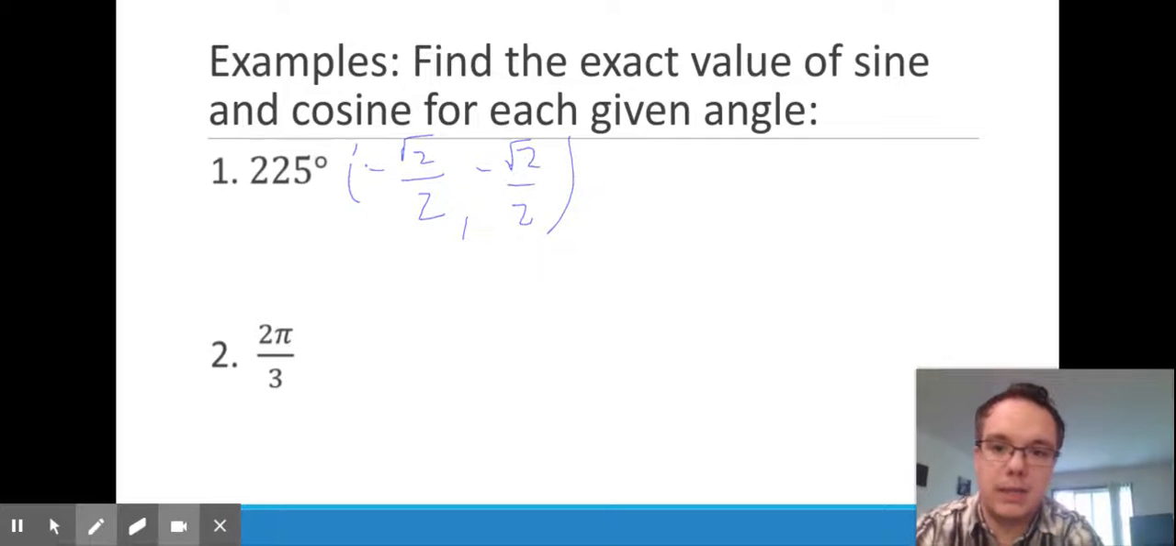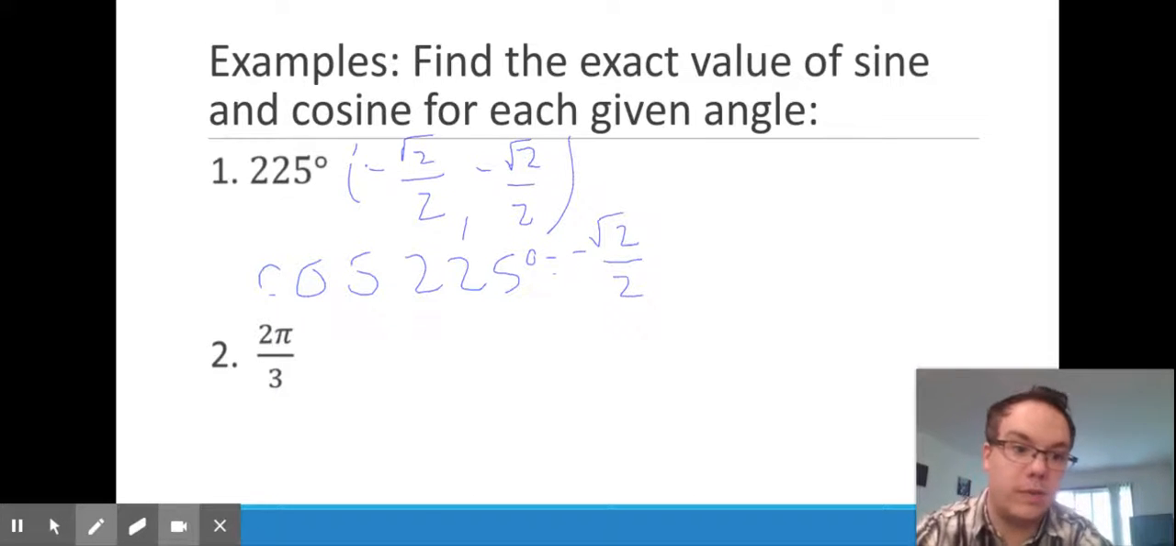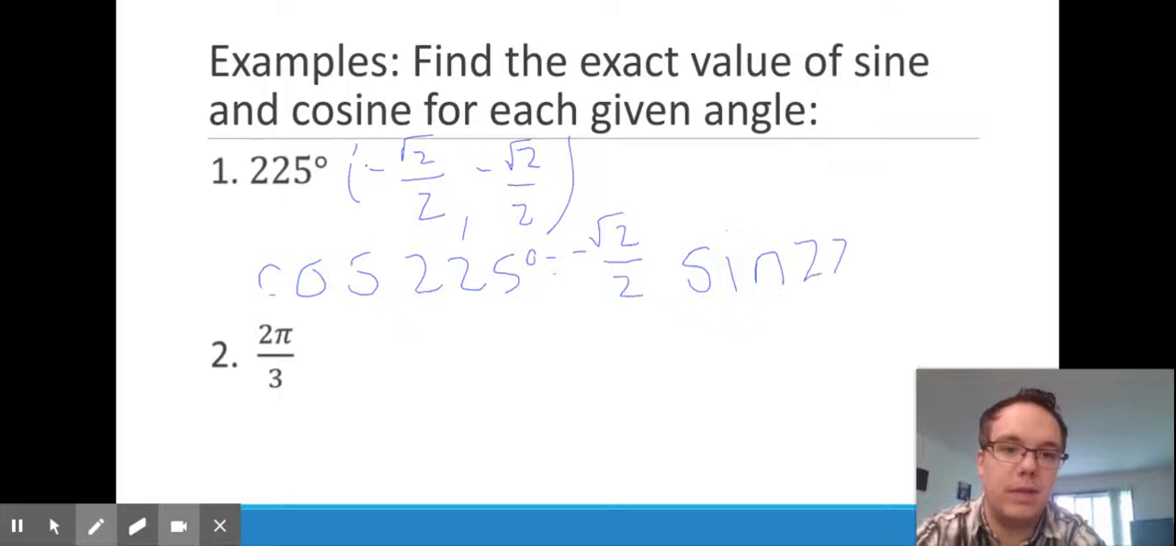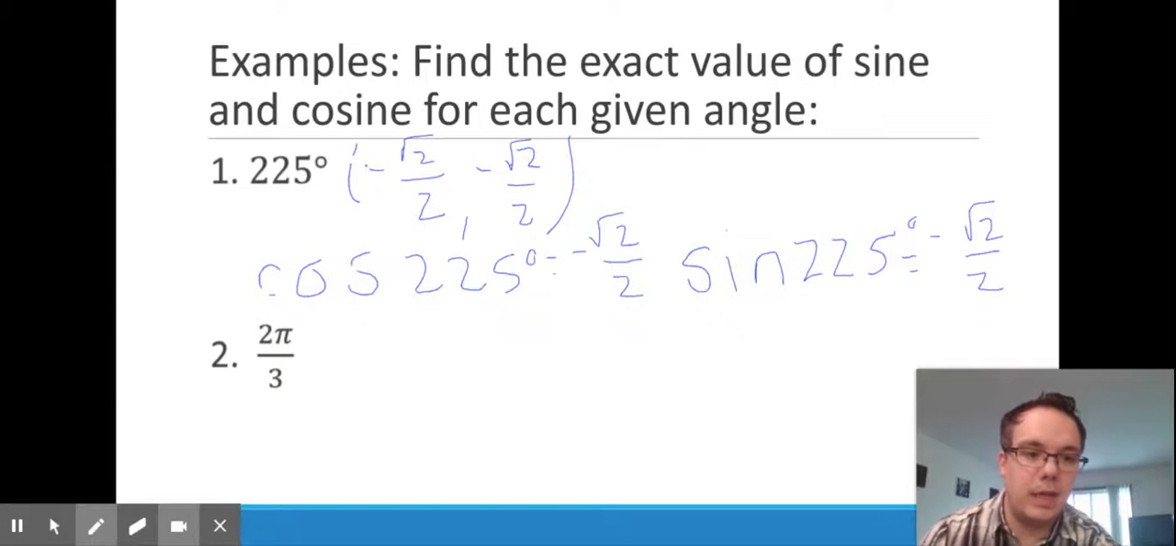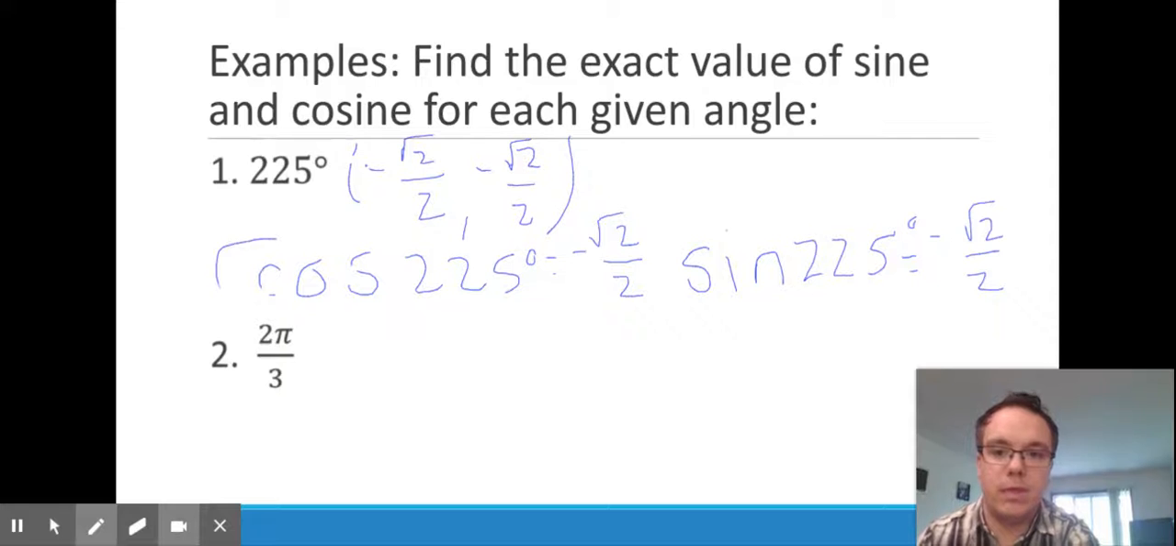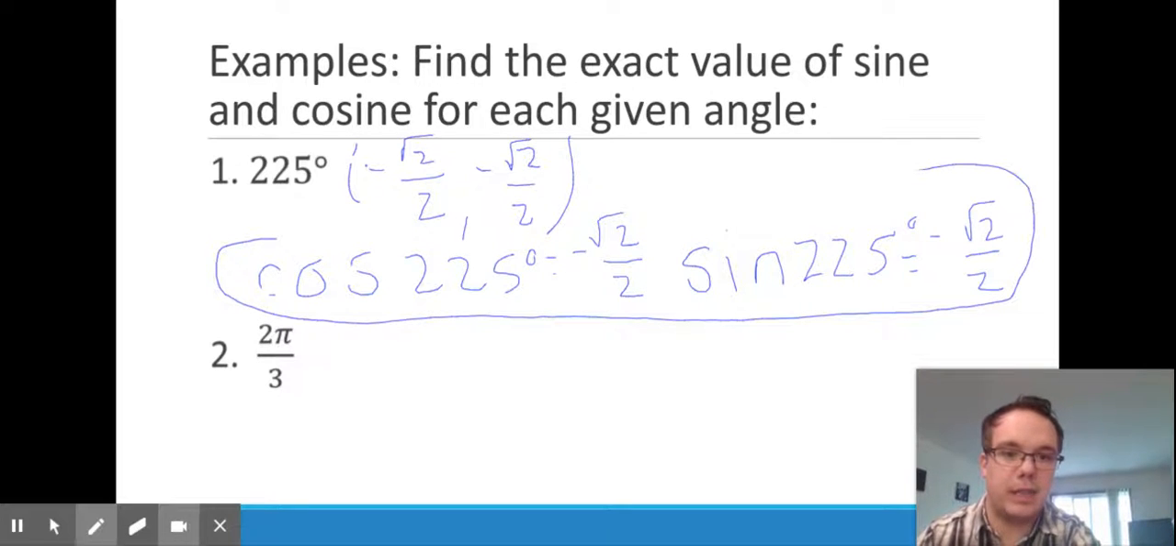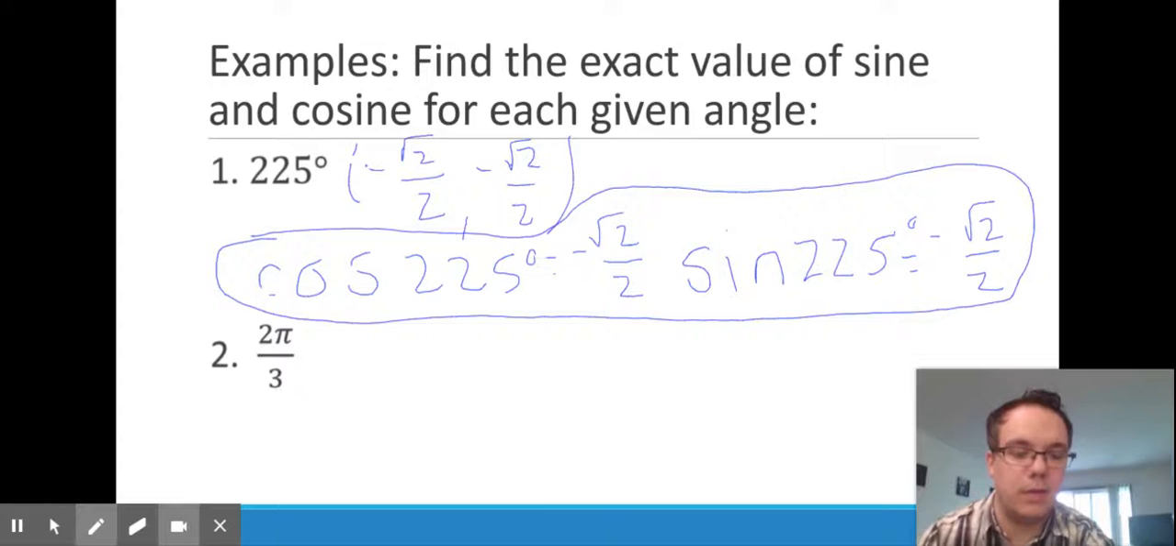Our x-coordinate gives us our cosine. So the cosine of 225 degrees is negative square root of 2 over 2. And then our y-coordinate gives us the exact value of sine. So the sine of 225 degrees is negative square root of 2 over 2. So without having to do any calculations, from the unit circle we know the exact values for the sine and cosine of 225 degrees.